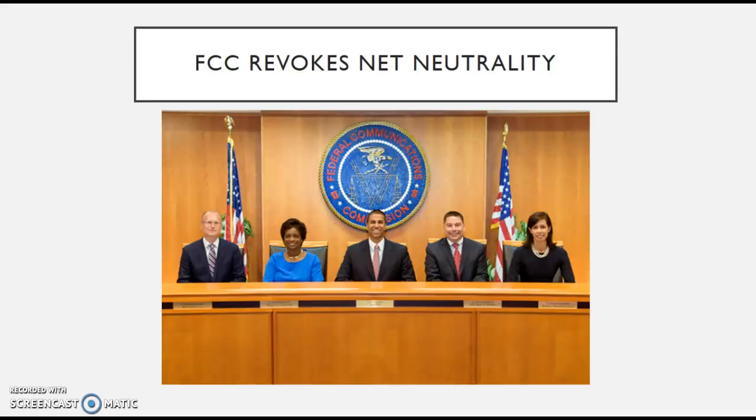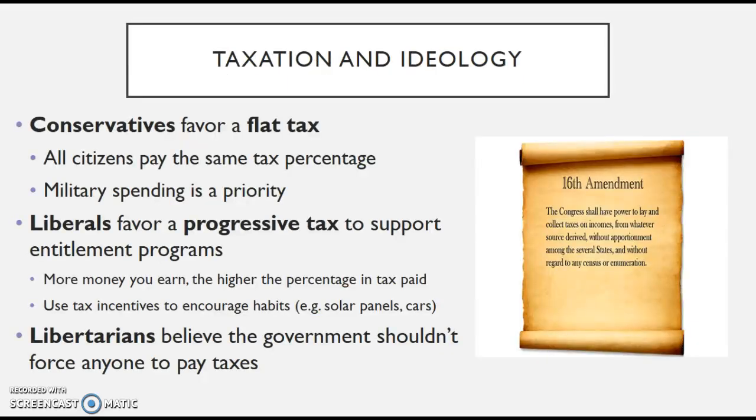Another example here, too, is with respect to regulations with the FCC. Here you see Chairman Pai in the FCC, where they revoked, if you recall, back in early 2018, net neutrality. And again, that takes off regulations, and that's another defining example right there.